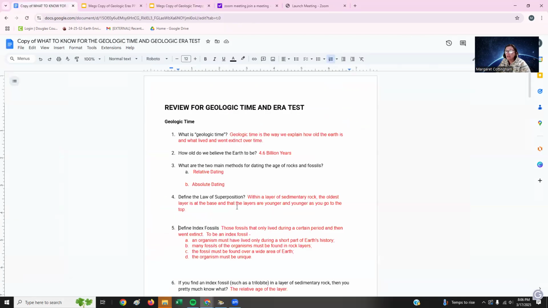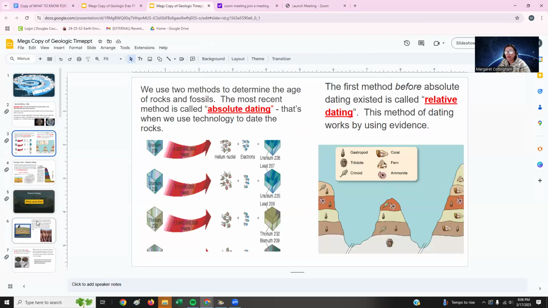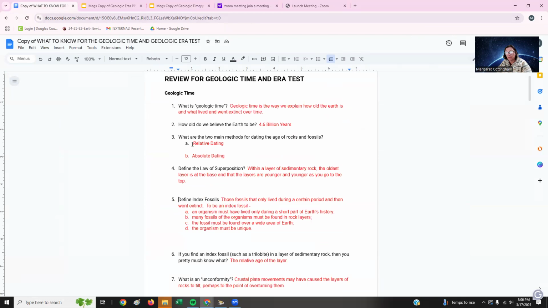Okay? So then what's the law of superposition? Well, again, if we go back here, superposition is just that the older layers are on bottom and the younger layers are on top. Simple as that. So you will definitely need to be looking at superpositions in a few minutes.